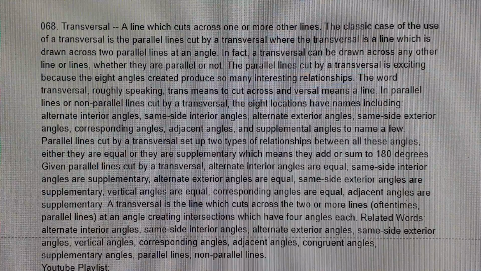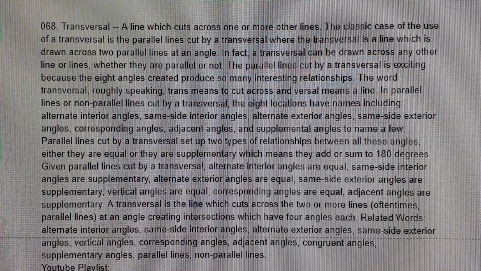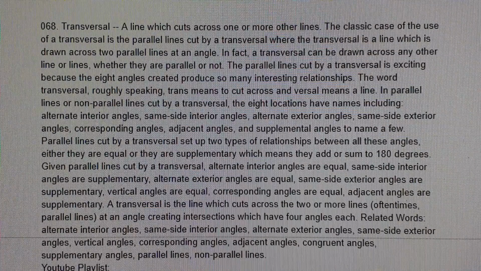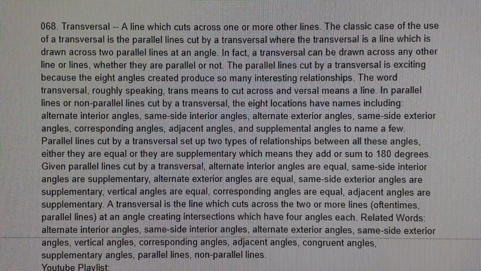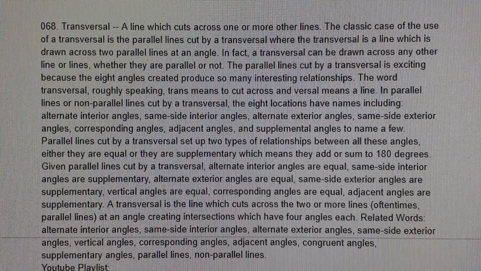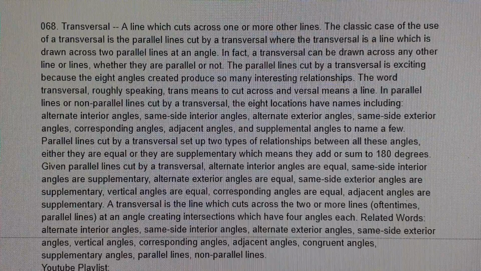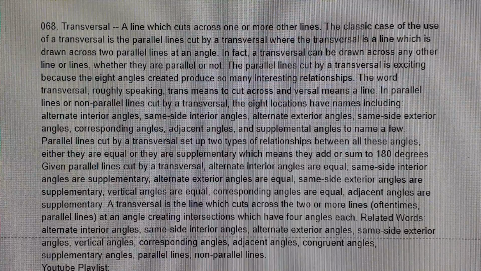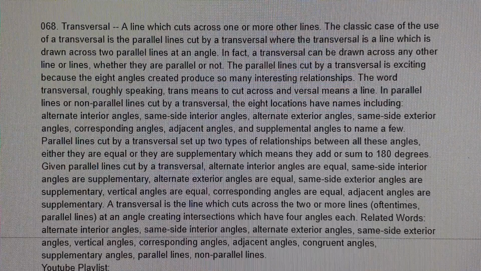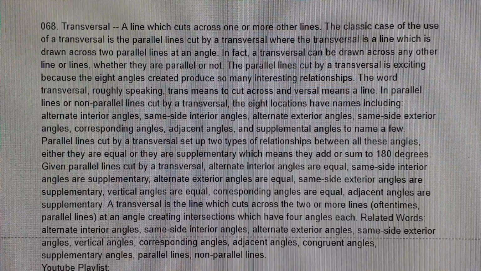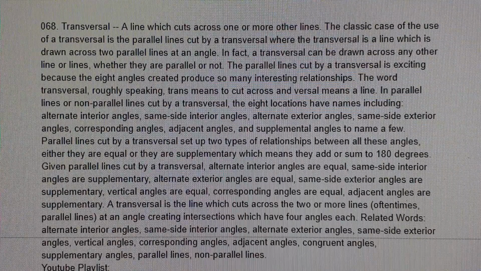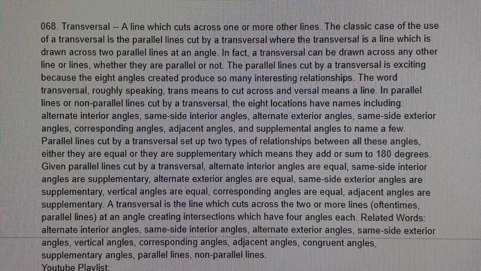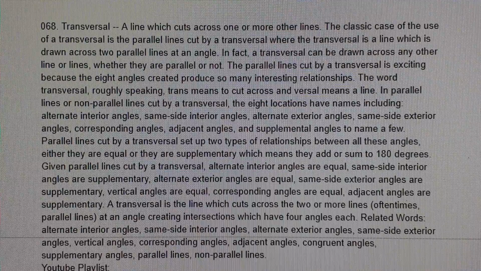Parallel lines cut by a transversal set up 2 types of relationships between all these angles. Either they are equal or they are supplementary, which means they add or sum to 180 degrees. Given parallel lines cut by a transversal, alternate interior angles are equal, same-side interior angles are supplementary, alternate exterior angles are equal, same-side exterior angles are supplementary, vertical angles are equal, corresponding angles are equal, adjacent angles are supplementary.